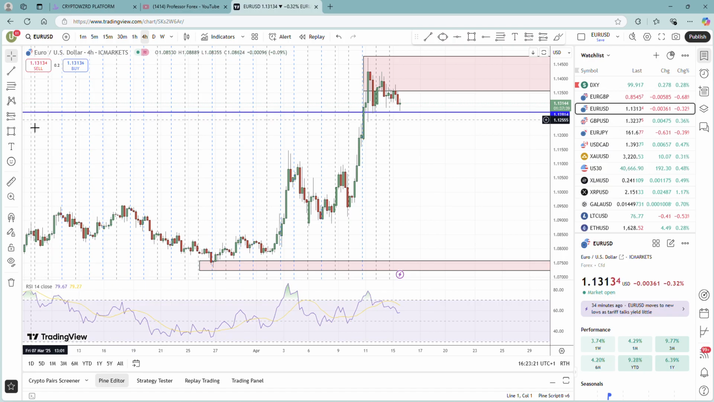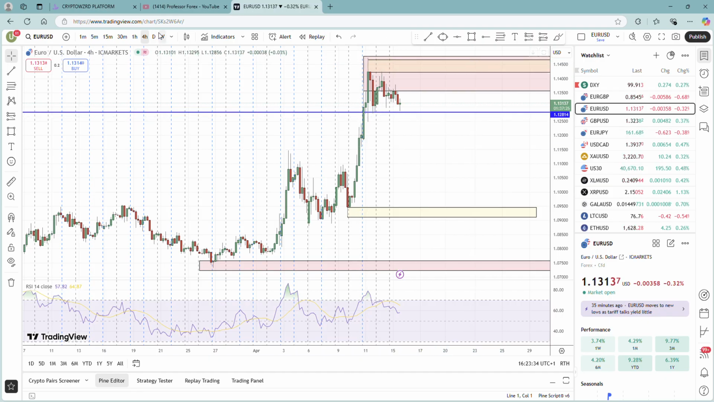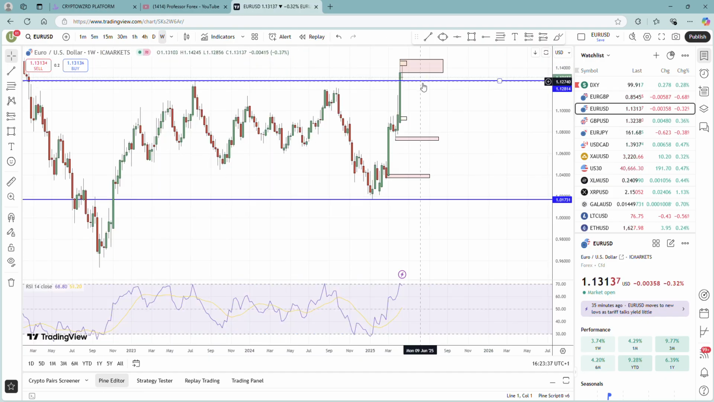If you go to H4, repeat the process once again. Here's your most recent higher low on a H4 time frame. I'm repeating the process every time, and I'm just going to a smaller time frame every time. As you can see, it's breached the weekly resistance.